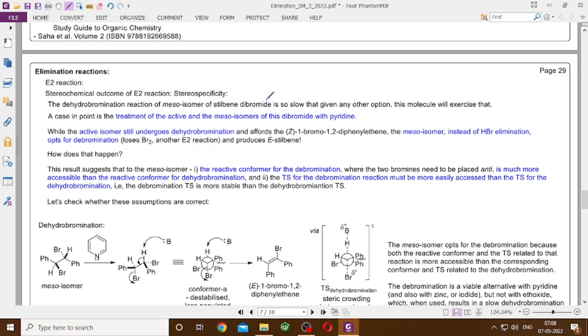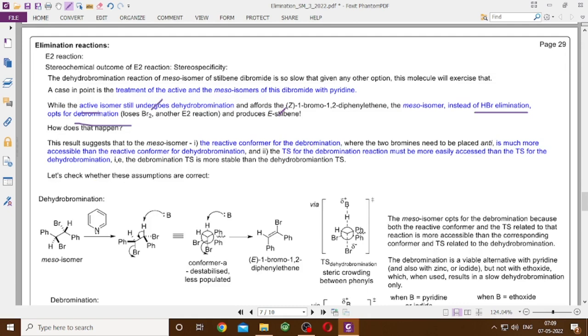not dehydrobromination but debromination. So take for example, if you are treating a dibromide with pyridine, you have the stilbene dibromide active isomer. This active isomer will, just like before, undergo dehydrobromination to give you the Z alkene. But for the meso isomer, when you have changed the base from sodium ethoxide to pyridine, instead of dehydrobromination, it will undergo debromination. That means it is not losing HBr, but it is losing bromine, and it is producing E-stilbene. This result actually gives a clue to what is exactly happening.